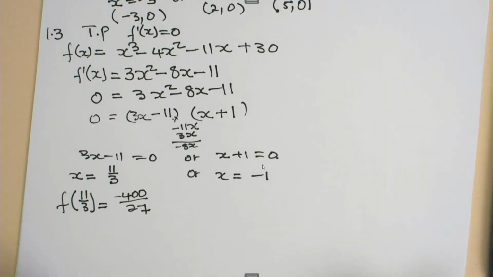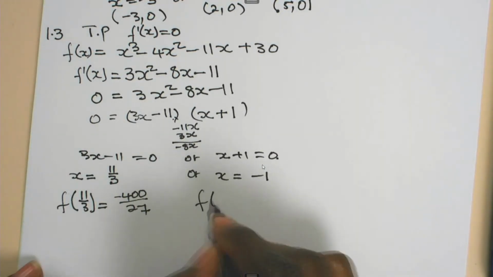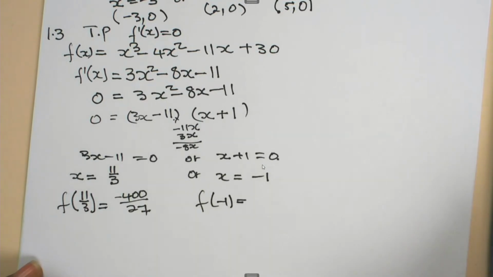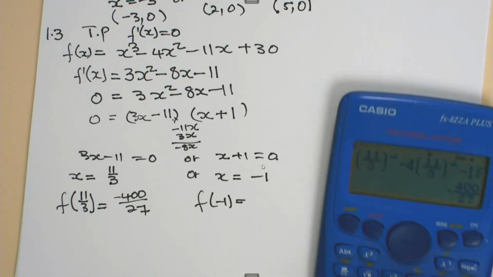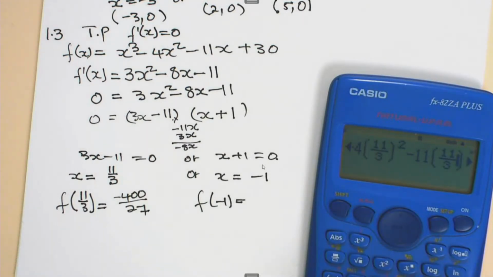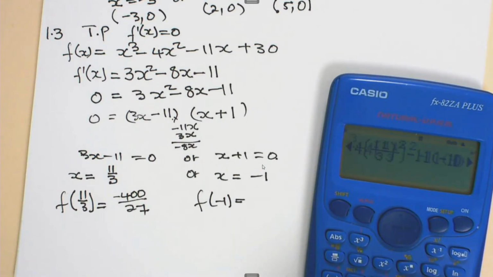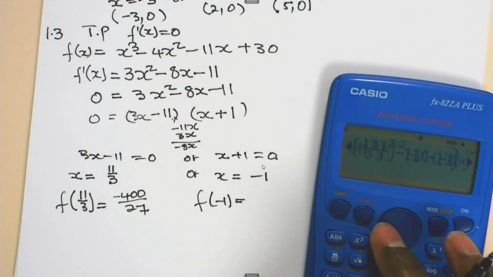And then for x is equal to negative 1, f of negative 1. All right, we just have to go there. And then we replace 11 over 3 with minus 1. All right, same goes here.